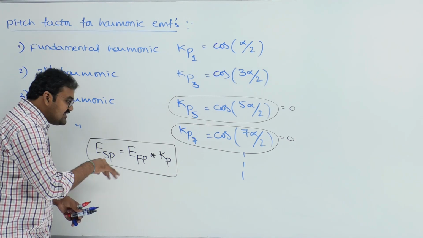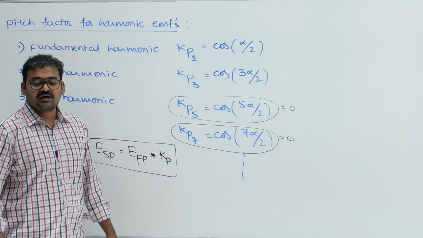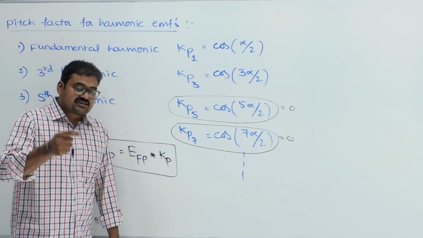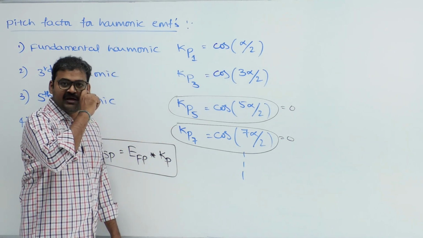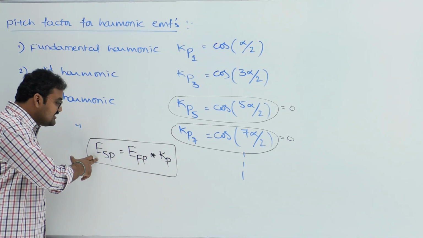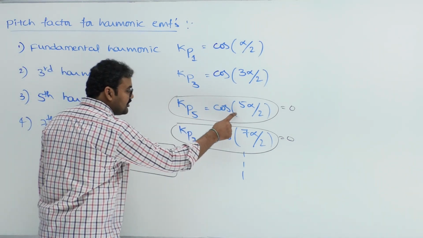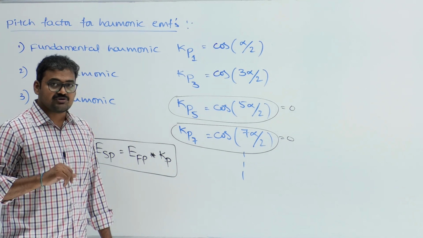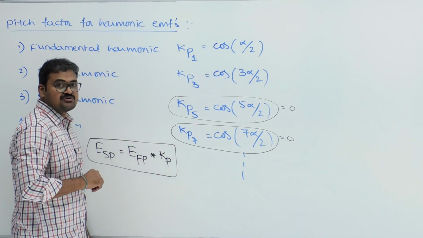If harmonic EMF is 0, the resultant voltage becomes purely sinusoidal. So, when you want to eliminate any harmonic voltage, the corresponding pitch factor should be made 0. If the pitch factor is equal to 0, automatically that corresponding EMF is also made 0. Let us talk about the fifth harmonic voltage. First of all, I want to make the fifth harmonic voltage 0. That means the fifth harmonic pitch factor should be equal to 0.